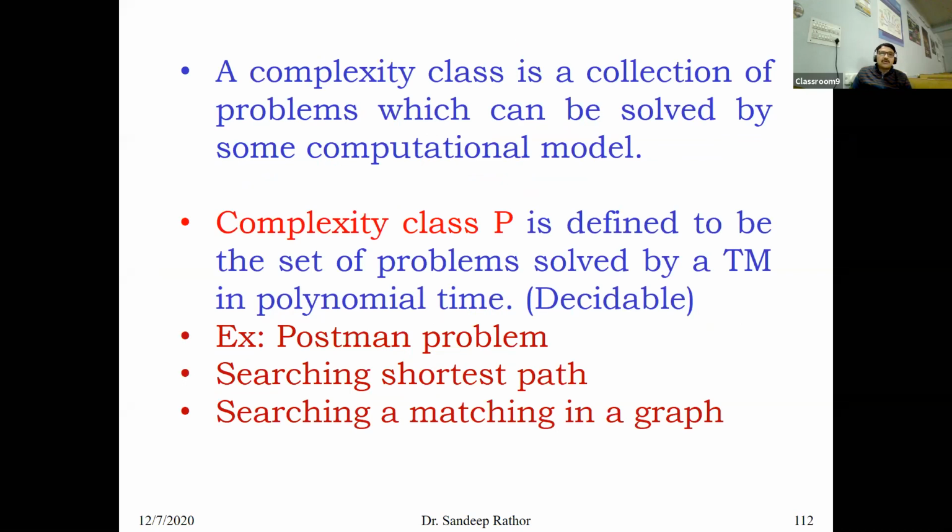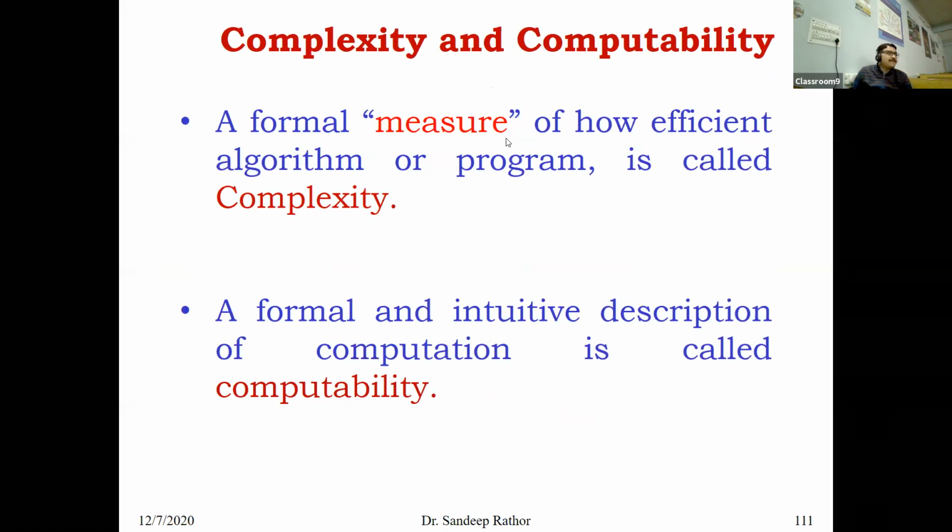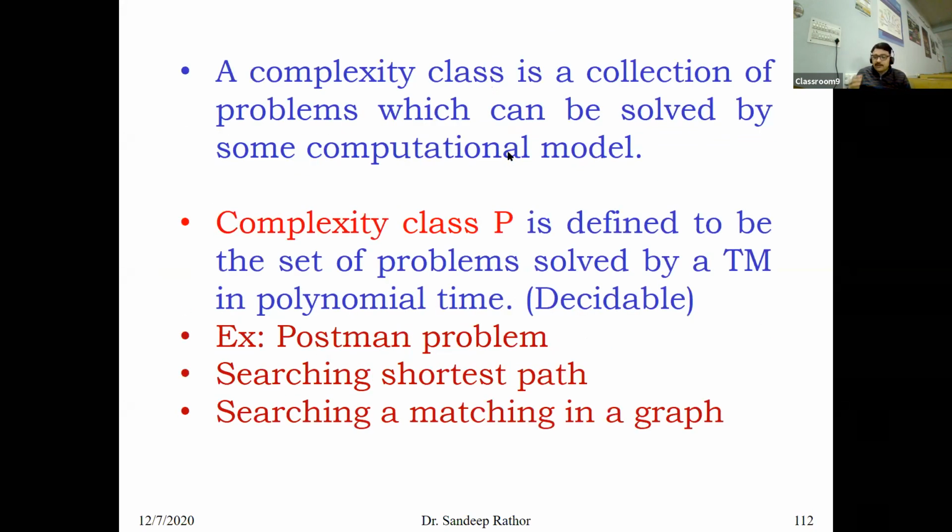Now, what about the complexity class? A complexity class is just a collection of problems which can be solved by some computational model. How does a complexity class differ from complexity? Complexity is the measurement of how efficient your program is. But a complexity class is simply the collection of problems which can be solved by some computational model. So this is the complexity class.